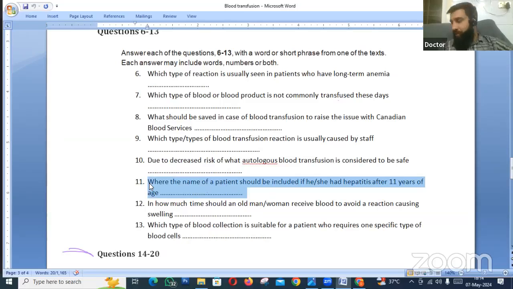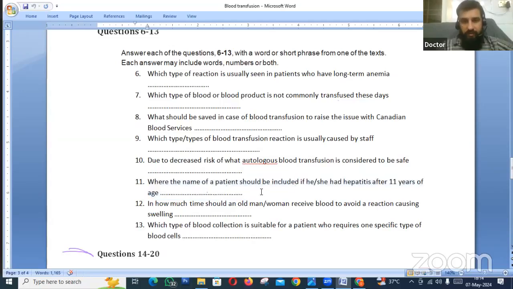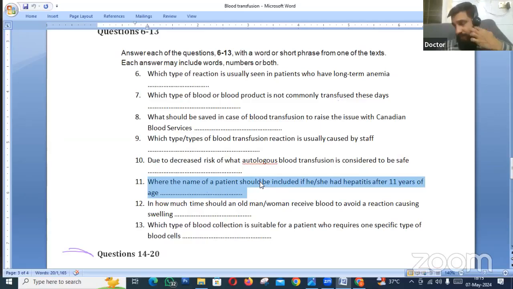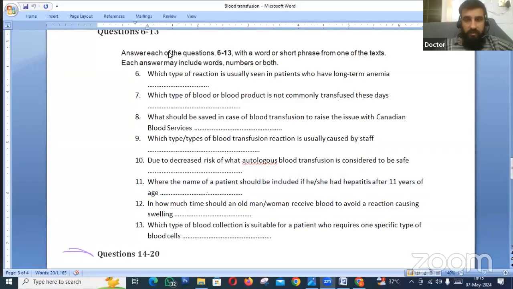This is a fill in the blank, okay? Fill in the blank: where the name of a patient should be included if he or she had hepatitis after 11 years of age. In which text can you find the answer? Is it possible, just possible? Question number 11, in which text can you find the answer? Where is it possible? Can anybody talk with me, or you can write something in the chat? No?